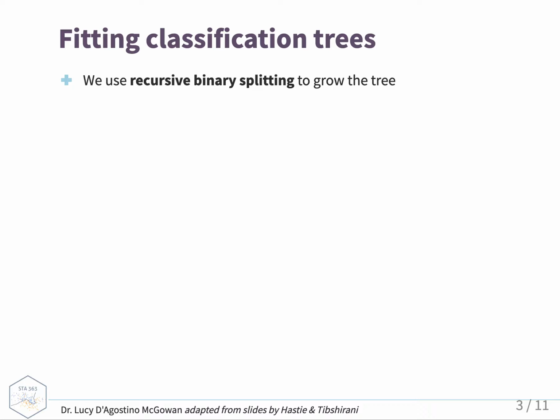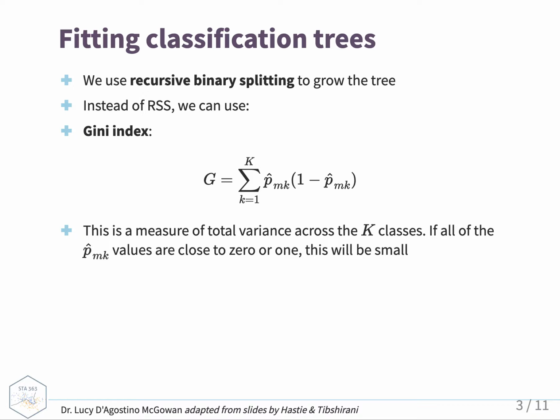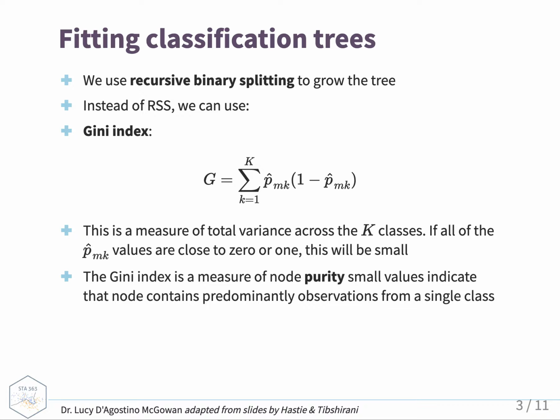To fit these classification trees, we're still going to use recursive binary splitting, the same as the regression trees, to grow this tree. But instead of using residual sum of squares to determine how well this tree performs, we can use something called the Gini Index. Basically it's a measure of total variance across the k classes. If all of the p hat mk values are very close to 0 or 1, then this is going to be small. Sometimes people call the Gini Index a measure of node purity.